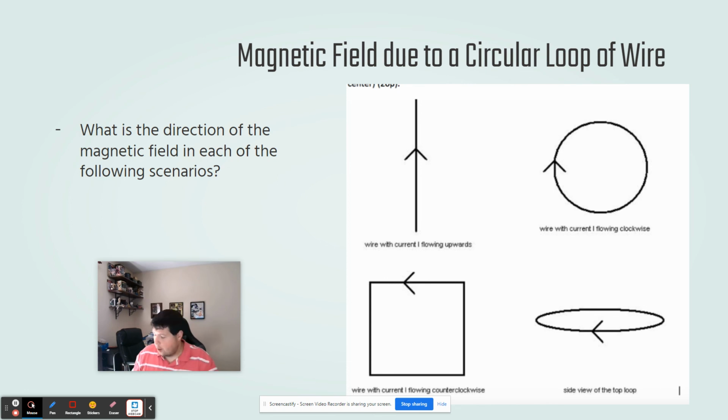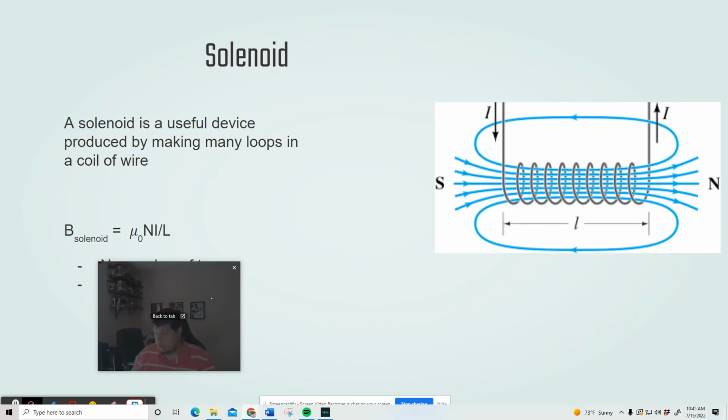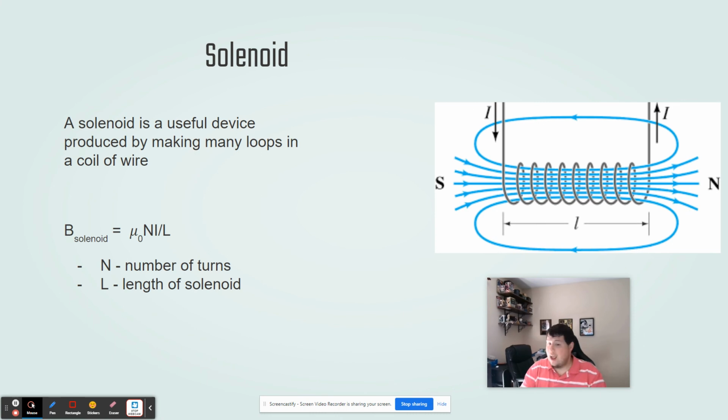The last thing, as I've always said, I want to connect us back to something that's real and important, and why we would care about the magnetic field through a loop is for making a device called a solenoid. A solenoid is a useful device made by making a bunch of loops in a coil of wire and running a current through them. Solenoids are found everywhere. They are often used for an electrical device to be able to move something. Like an electronic lock would use a solenoid to physically move the lock back and forth using a force. But they come up in tons of different scenarios.